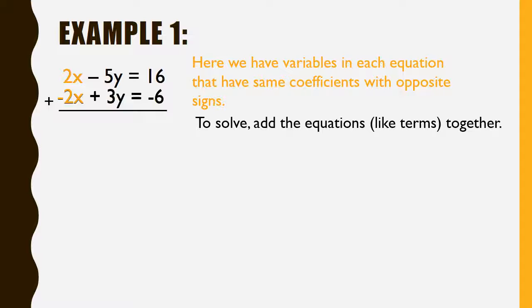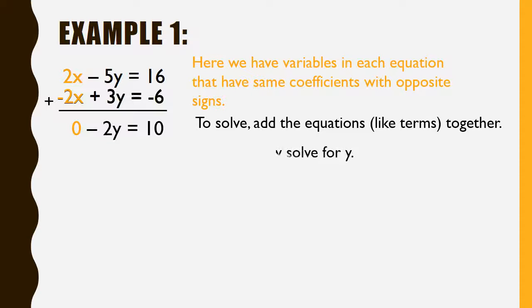So we have our 2x and we're adding a negative 2x. Well, those are opposites, so they're going to cancel or equal 0. Then we have the minus 5y plus 3y. Well, negative 5 plus 3 is negative 2, so we're going to have negative 2y. And we have to add the answers to the two equations. So 16 plus a negative 6 gives us 10. So our equation ends up being 0 minus 2y equals 10.